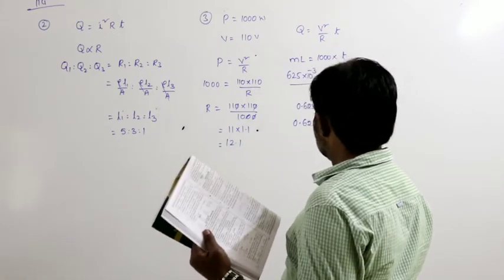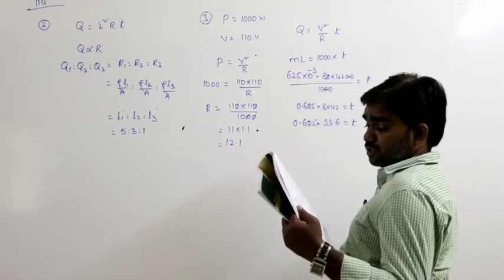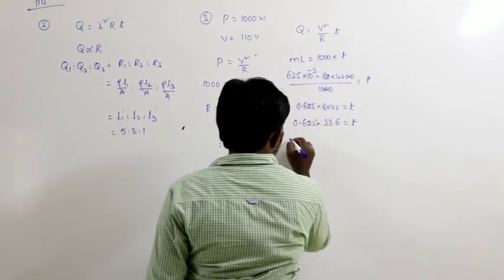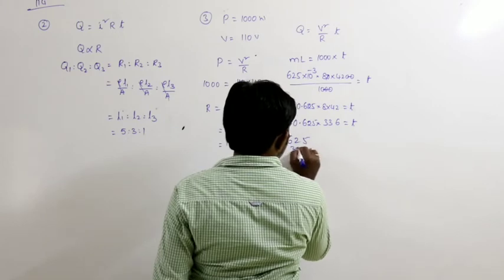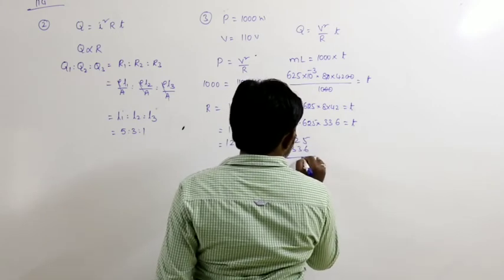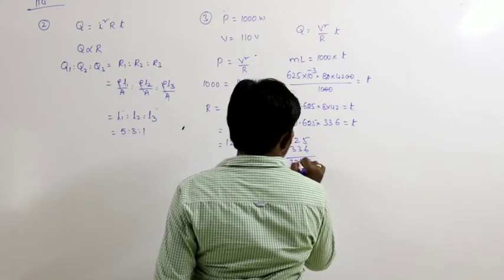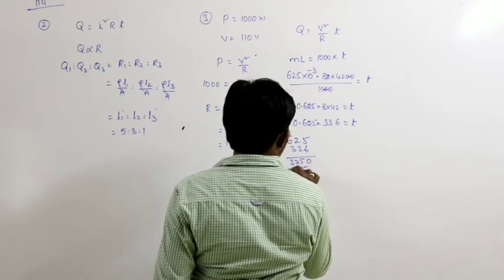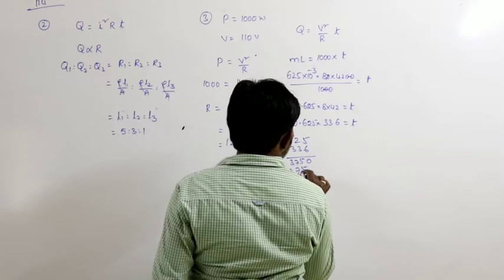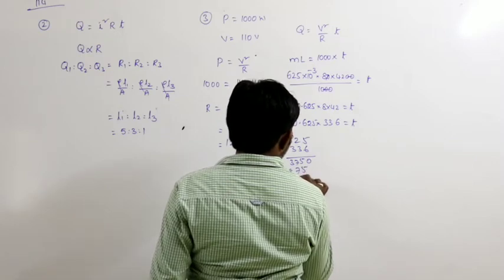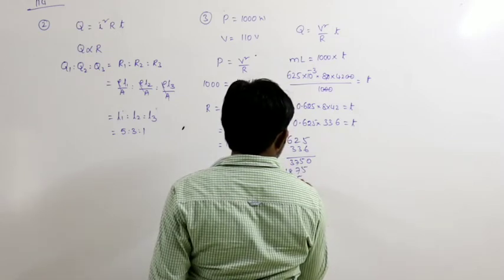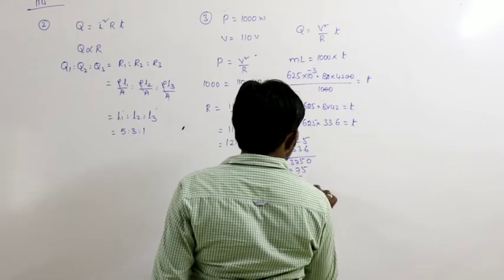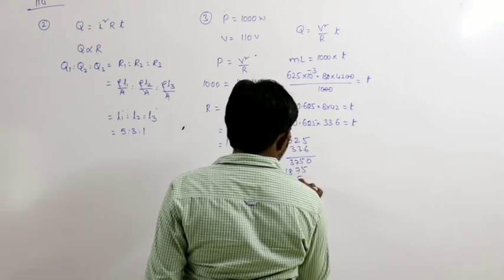Approximately 210. So we must calculate 625 into 336.